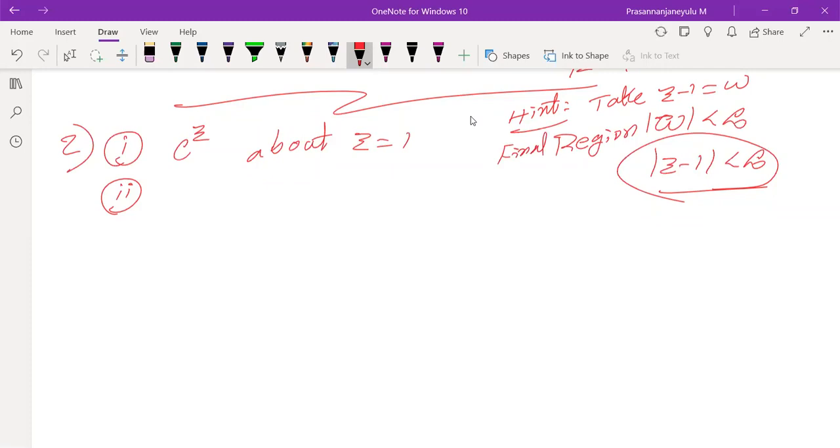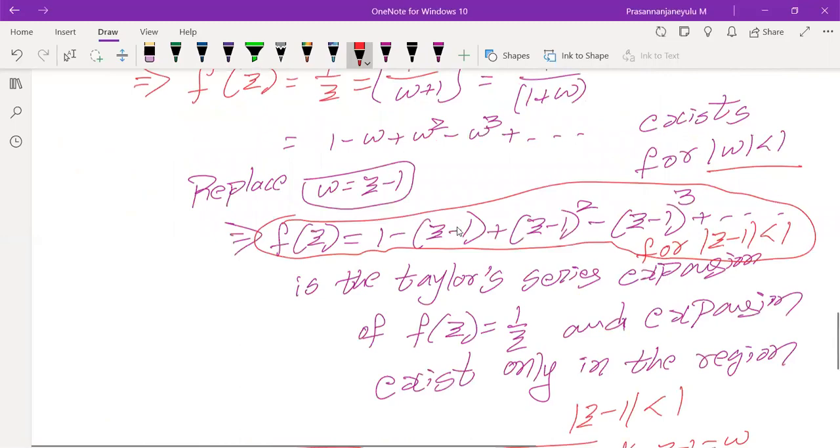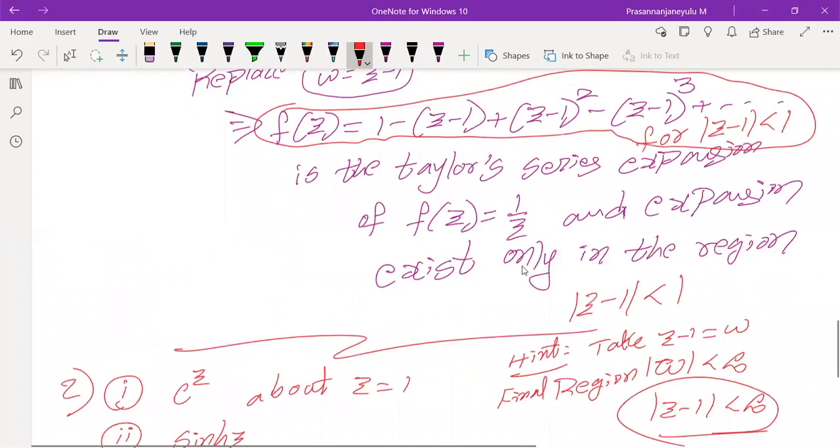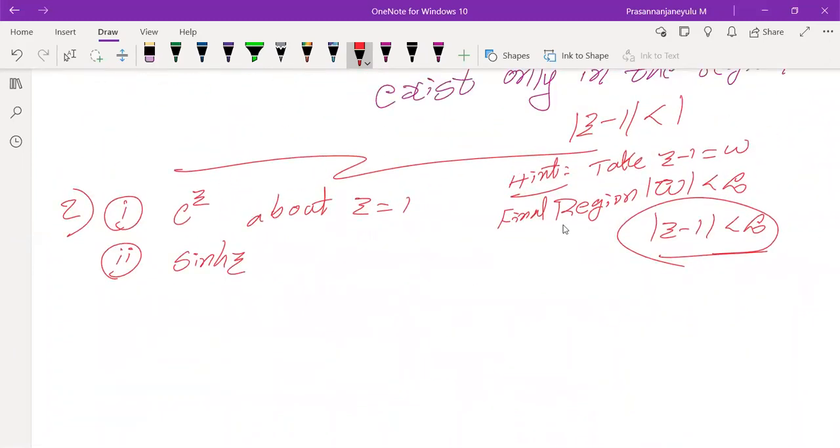In the same manner, one more problem for practice: sin hz. What is the formula of sin hz? Did I give you the formula of sin hz? No, but you people know the formula of sin hz. You get the same sin z formula in place of sin hz also, but all the terms are positive. Okay, is it clear? All the terms are positive, so you do that. And this is about z equals pi i. So I gave you one problem for your practice.